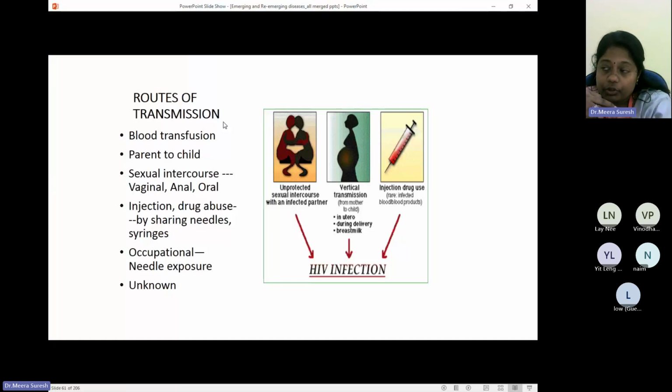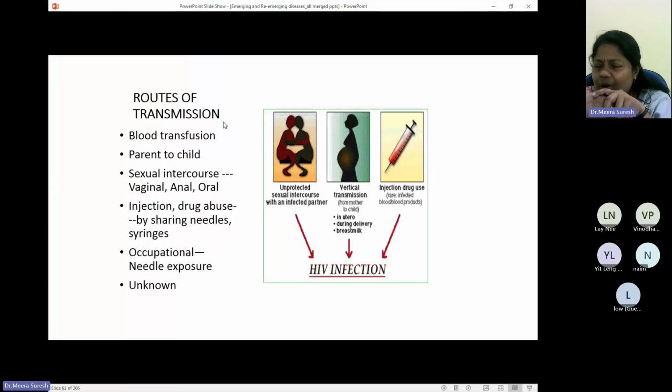And even for blood, when blood is being transfused to another person, screening is done. For mother to child, when the lady is found to be pregnant, at that time itself all these HIV tests are done. And if the mother is found to be HIV positive, they start antiretroviral therapy. And for injection drug abusers also, they have been given many classes.